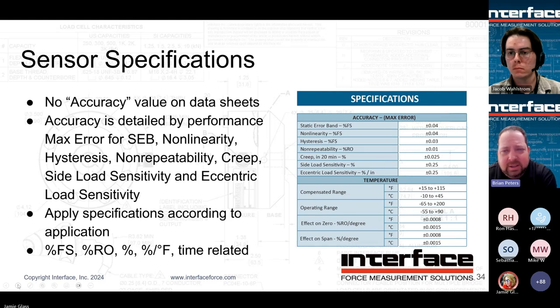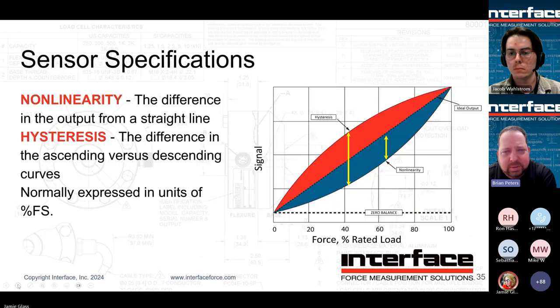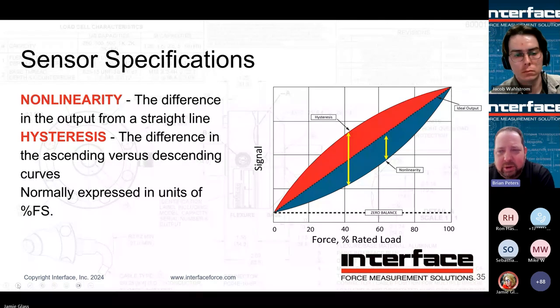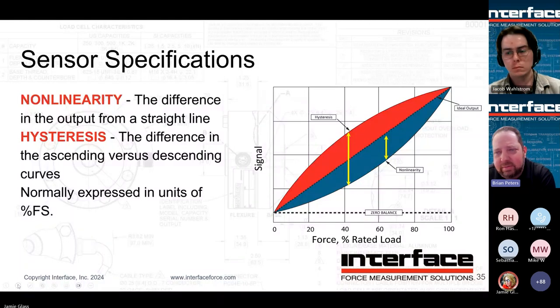So let's dig in a little deeper here. So specifically, nonlinearity, hysteresis, pretty straightforward for force sensors, as with most sensors. We want to ideally have a perfectly straight line output as a function of signal versus applied force or torque. However, the reality is there's going to be slight deviation against that. So the deviation from that straight line is going to be the nonlinearity. So if you're ascending from 0 to full scale, what's that max deviation from straight line? That's going to be the nonlinearity spec.